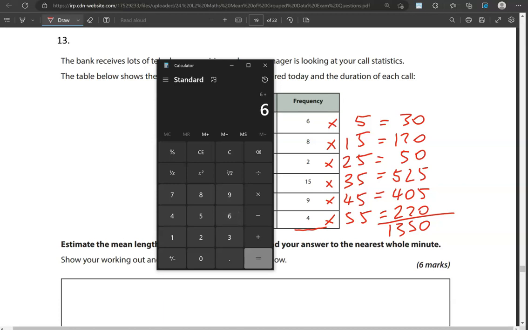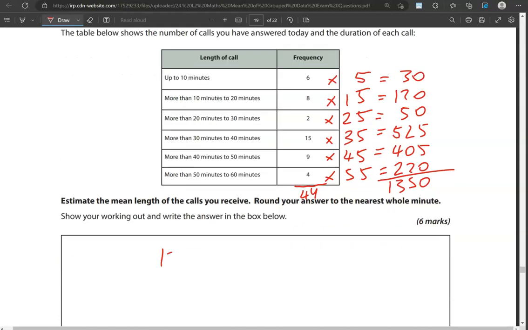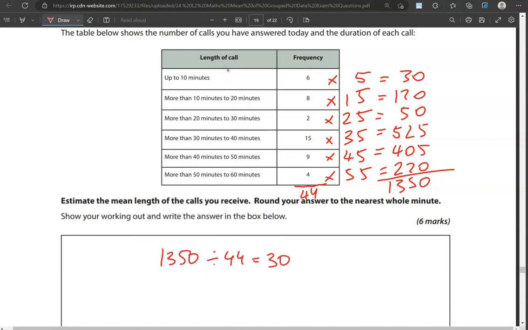So 6 add 8 add 2 add 15 add 9 add 4, which is 44. So 1350 divided by 44, which is 30.68 minutes.